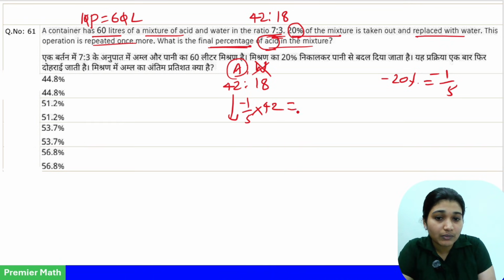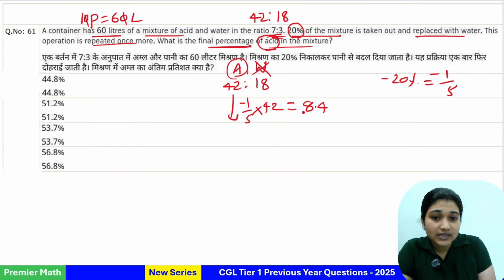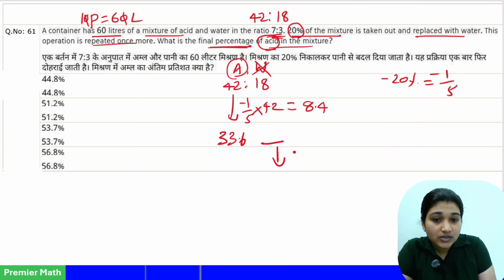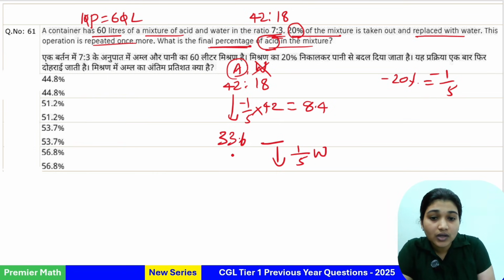So find 1 by 5 of 42, which is equal to 8.4. 42 minus 8 is 34, and 34 minus 0.4 is 33.6. Now you can see there is a water part here, and to this only 1 by 5 of water is being added. There is no change in the acid part here. So this is 33.6 after the first replacement.